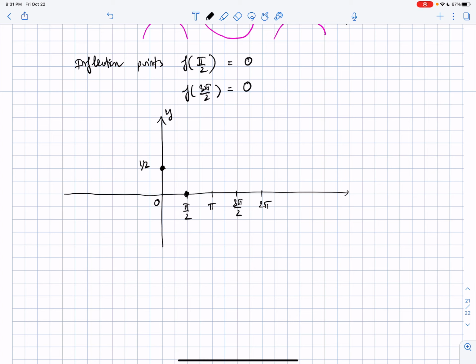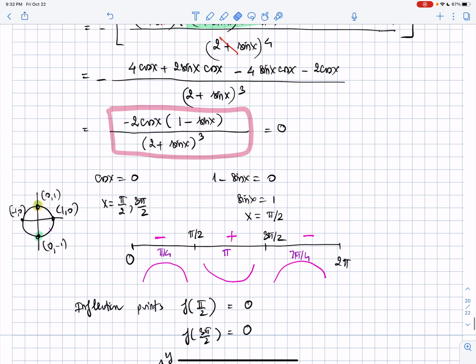And then we also want to plug in the inflection points. The inflection points are at pi over 2 and 3 pi over 2, so we got this point also. And this is the x-intercept also, because we remember the x-intercept is pi over 2 plus k pi. That means within a circle we have pi over 2 and 3 pi over 2. So the x-intercept is also the inflection point.